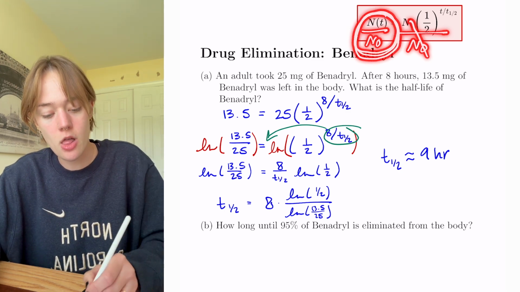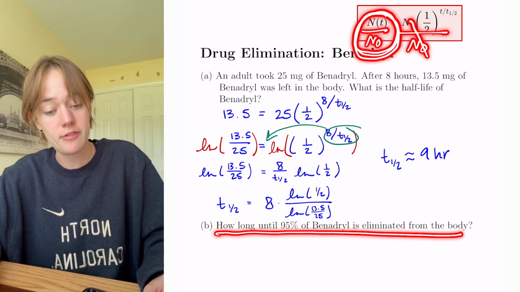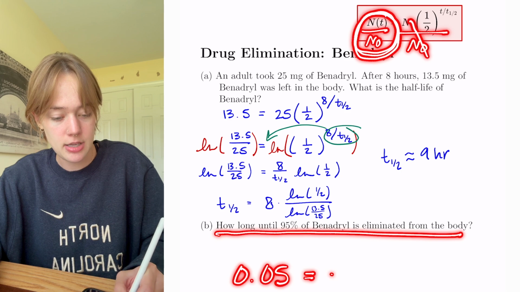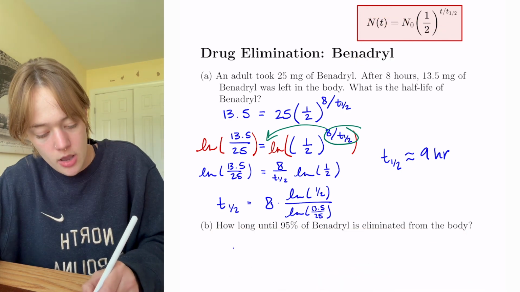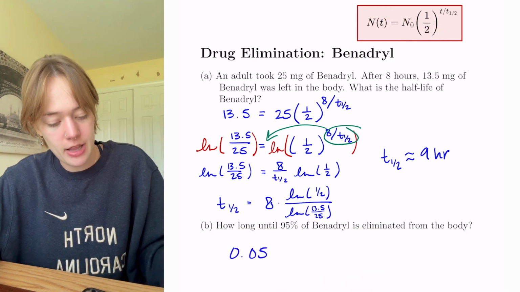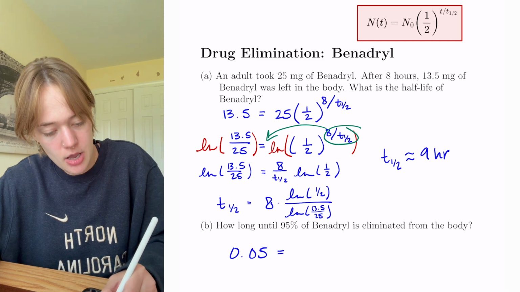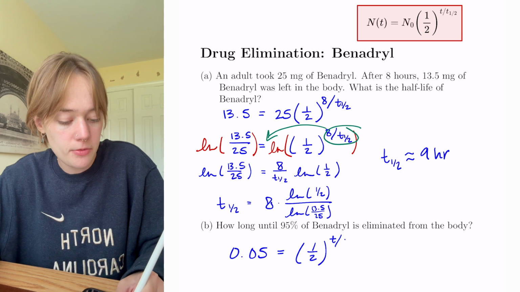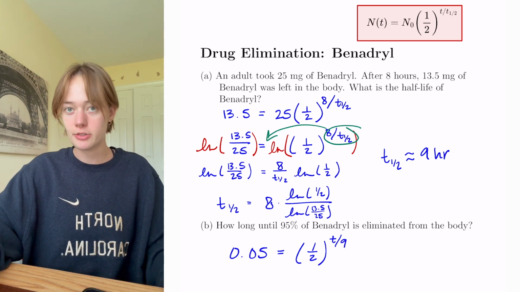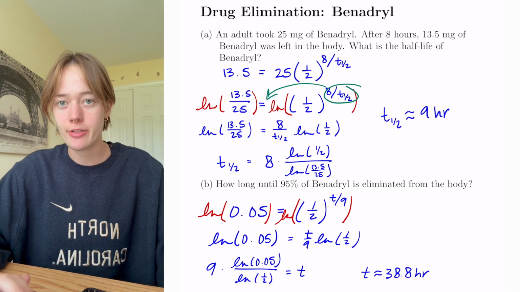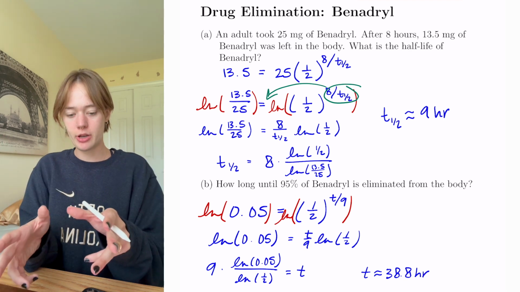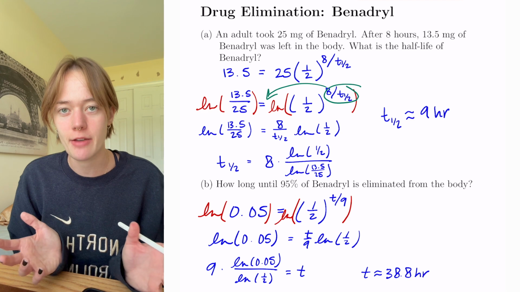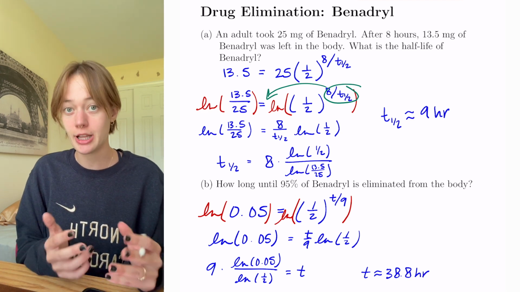And so if we want to figure out how long until 95% of Benadryl is eliminated from the body, we're going to take 0.05, 5% left, is equal to the rest of our equation. We want to know when there's 5% left of Benadryl in the body, and this is going to be equal to 1/2 to the power of t over the half-life that we just solved for, 9 hours. Now our job is to solve for t. So because Benadryl has a half-life of 9 hours, no matter how much you initially put in, after 38.8 hours, we're going to have 5% left in the body, or 95% of Benadryl eliminated from the body.